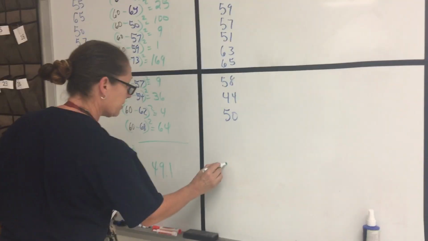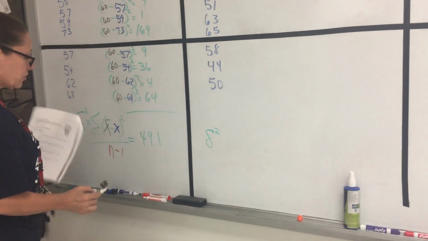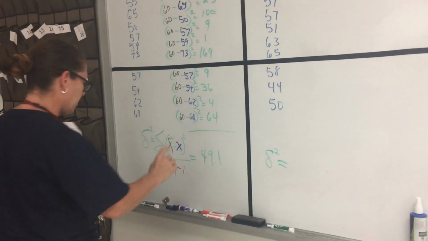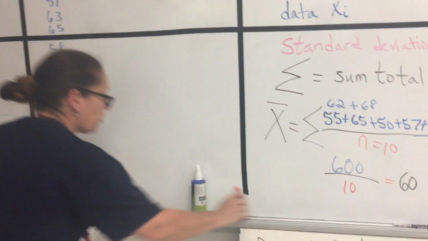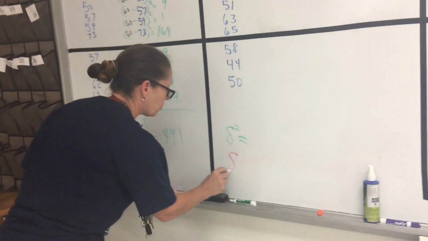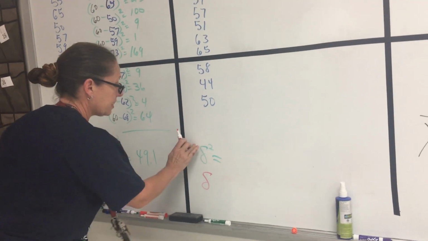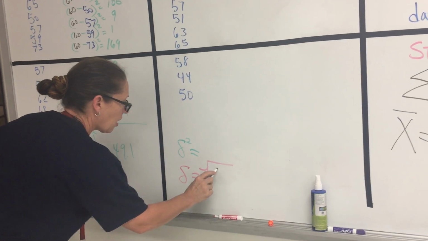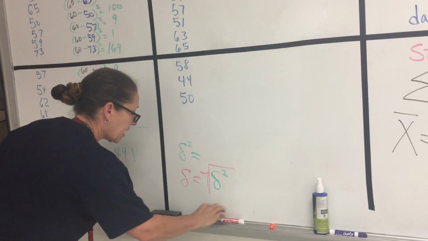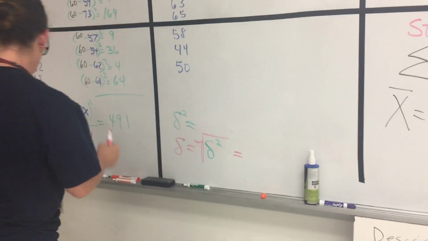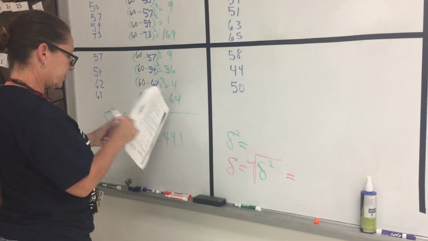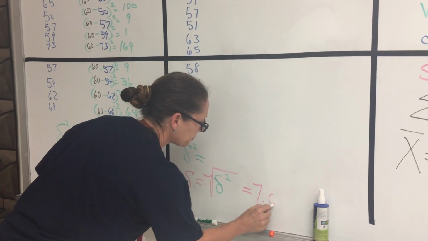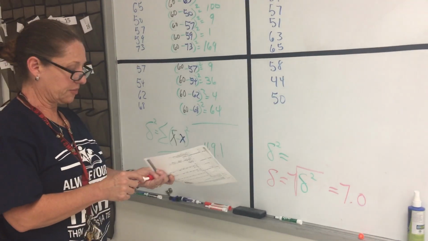Then you take your variance and you're going to square root it to get your standard deviation. Our standard deviation is going to be in red. So you take this number and you square root it. Square root our s squared, and that's going to give you the number 7, because we're going to get it to the closest one, it's 7. And we now have our standard deviation.